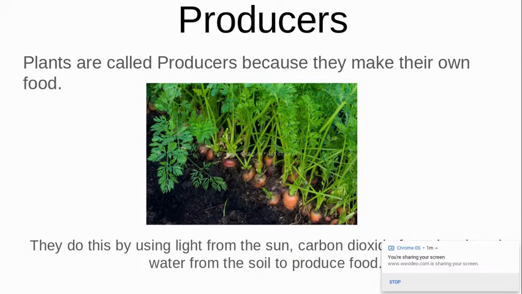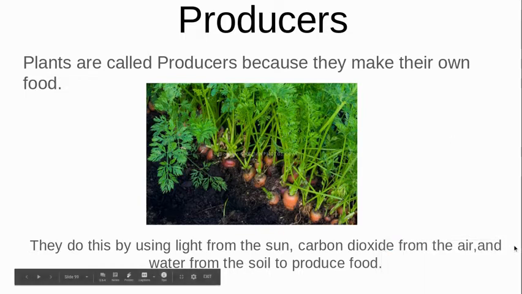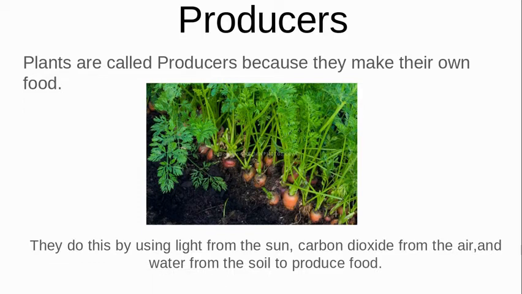So basically what happens is they take the light from the sun and the carbon dioxide from the air and the water from the soil to make food. And remember that carbon dioxide enters through the leaves. The water enters through the roots, which are attached to the carrot. And the sunlight is captured in the chloroplast, which are inside the green part where the leaves are. That's why it's really important for those green parts to be above ground. They're green to capture that sunlight.